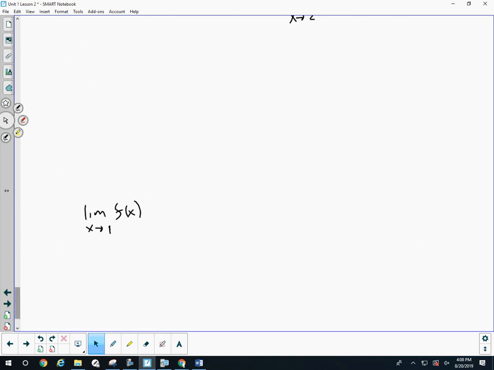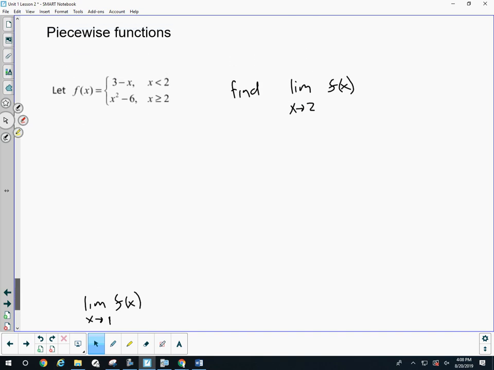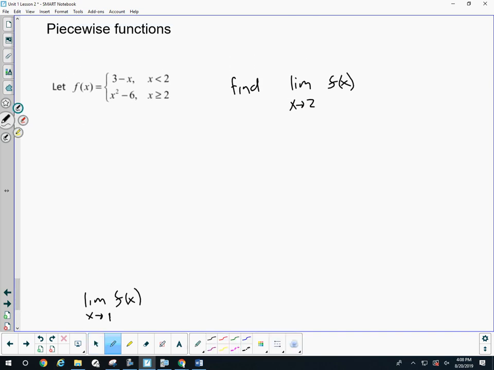Now, piecewise functions. You got to stick with me through this one. We're looking at x equals 2. I'm going to first look at 2 from the left and 2 from the right.